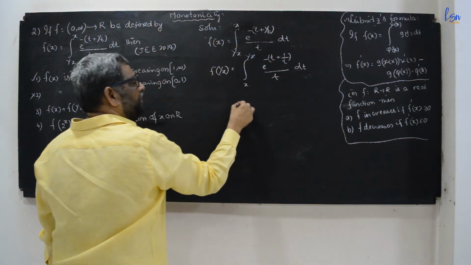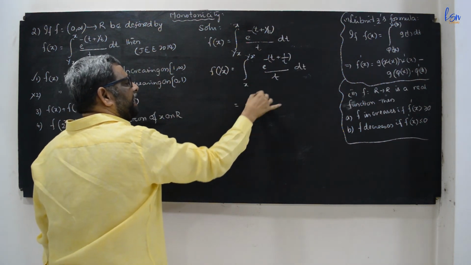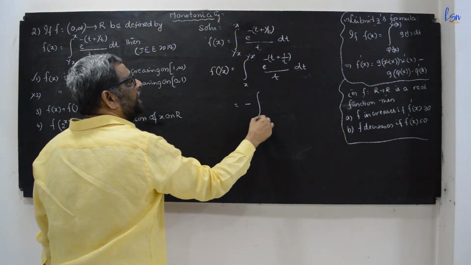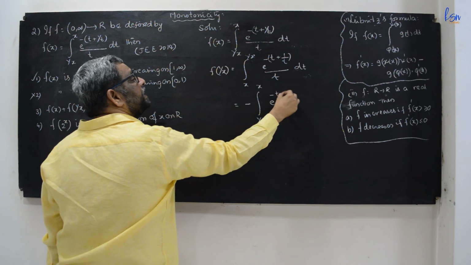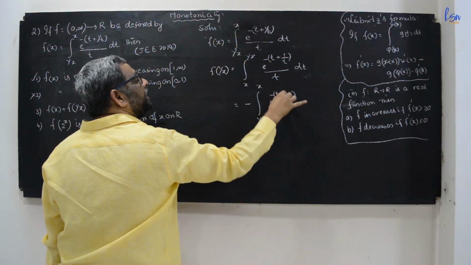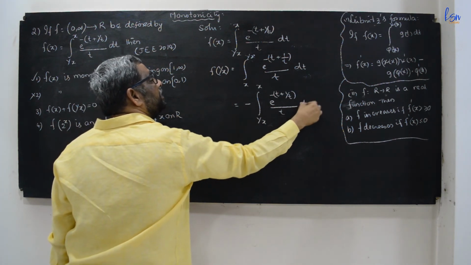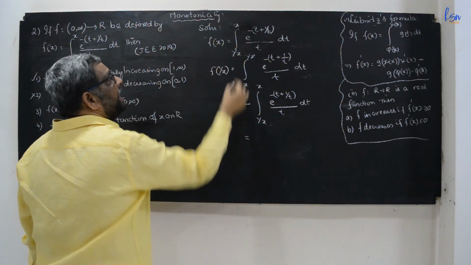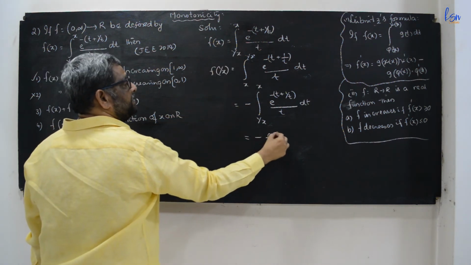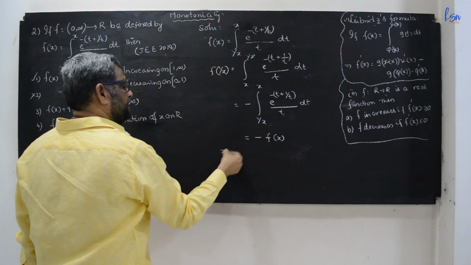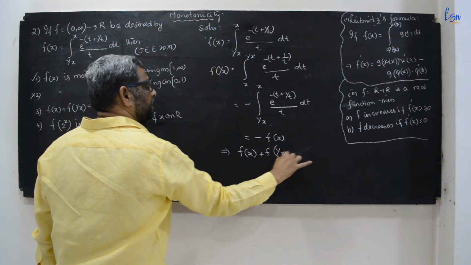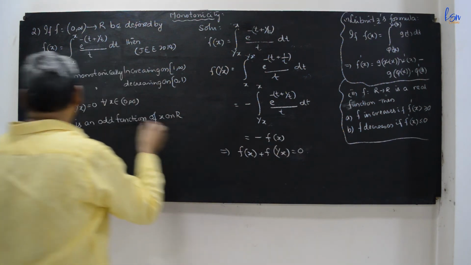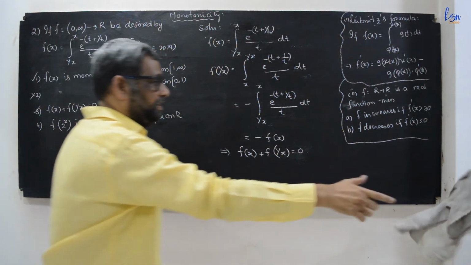dt. When you interchange the limits, you will find a negative sign here. This is 1 by x to x of e to the power of minus t plus 1 by t, by t dt. This is nothing but fx. So minus fx, which implies fx plus f of 1 by x is equal to 0. The third option is also correct.